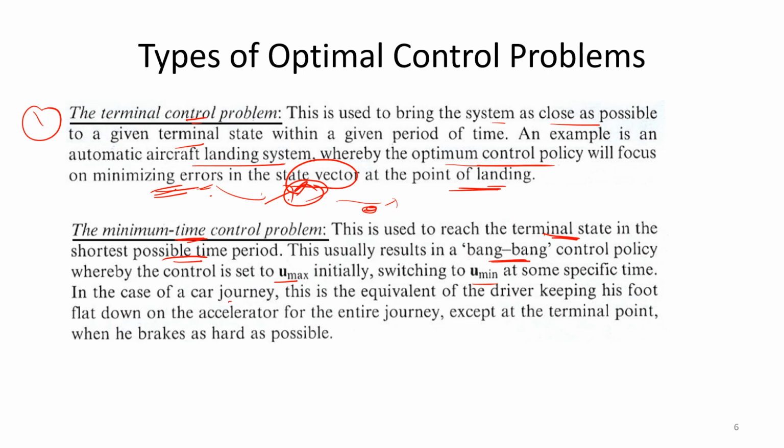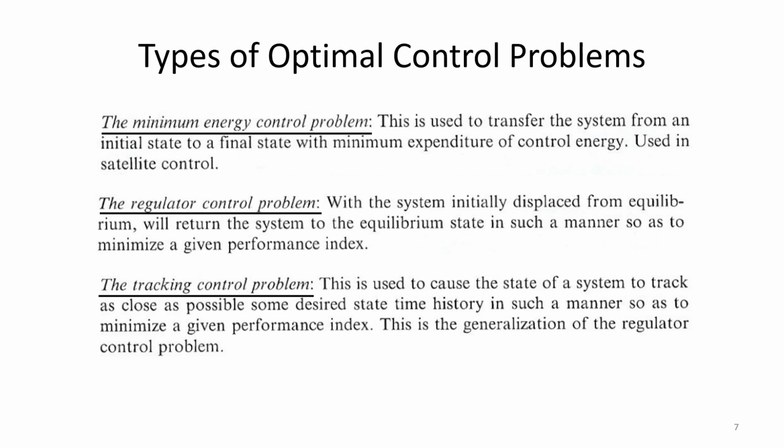For example, in the case of a car journey, the driver keeps his foot flat down on the accelerator for the entire journey, except at the terminal point, where he brakes as hard as possible. In that way, your value will be changing. So you have to concentrate on this bang-bang control, but the main thing is to reach the terminal state and how much time it has taken. That is that particular control system.